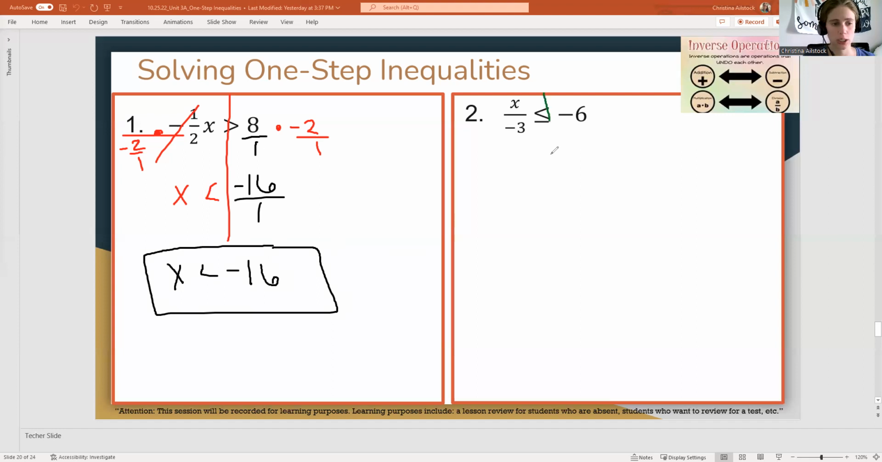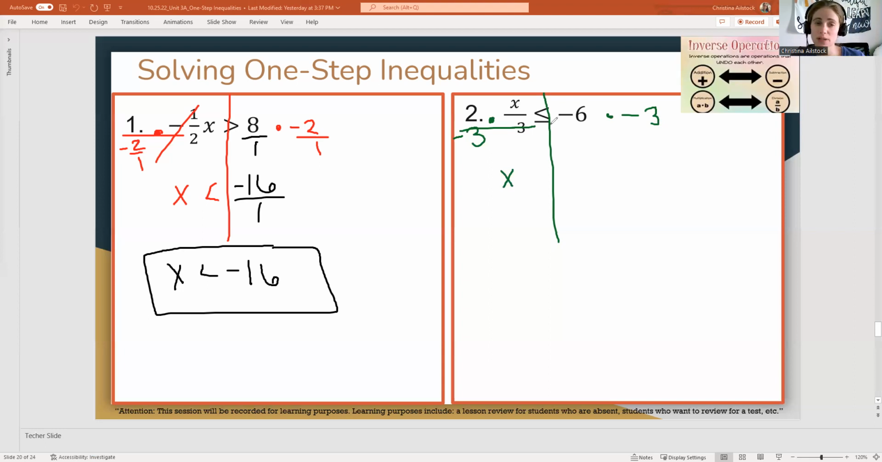Number 2 here. We have x over negative 3 is less than or equal to negative 6. What's currently going on between the x and the 3? Yeah, this time what we see here is division. So that's x divided by negative 3. How can we get rid of that negative 3? We undo the division, and we undo that division by multiplying. So we're going to multiply both sides by negative 3. When we do the inverse, it cancels out and we're left with x.